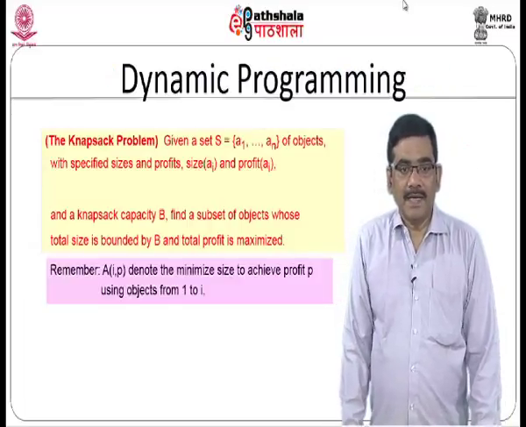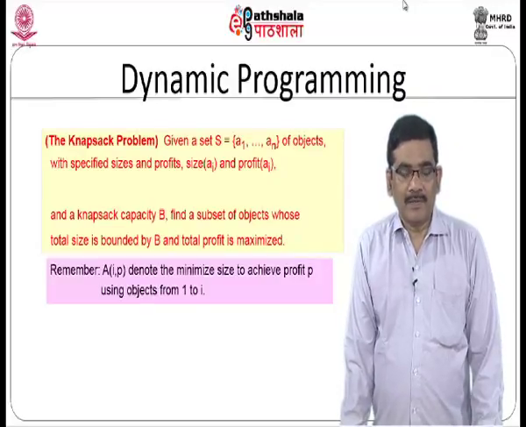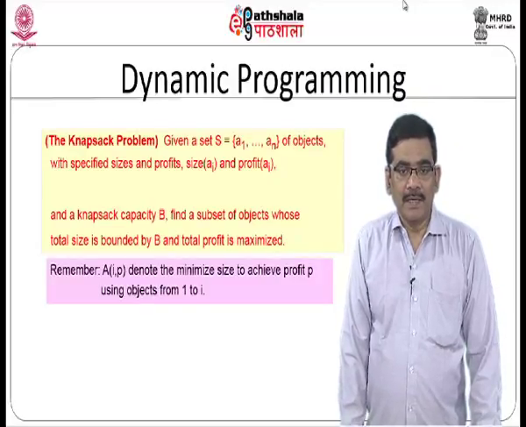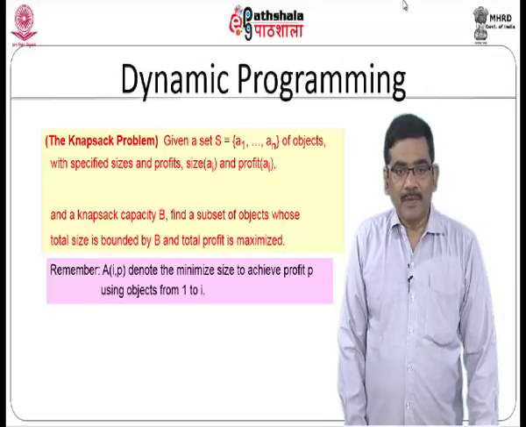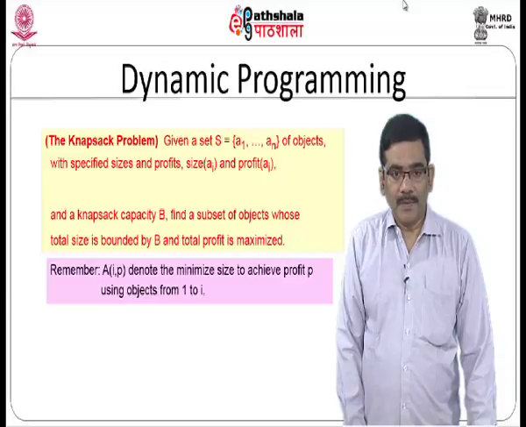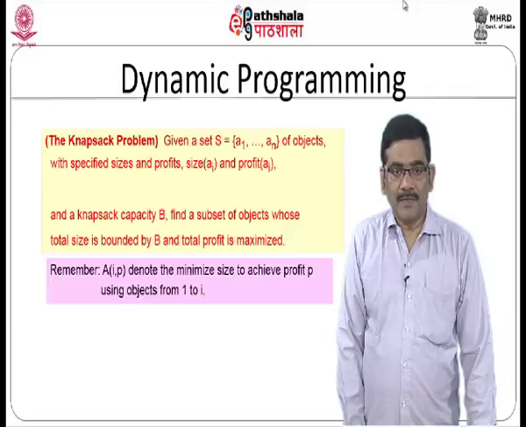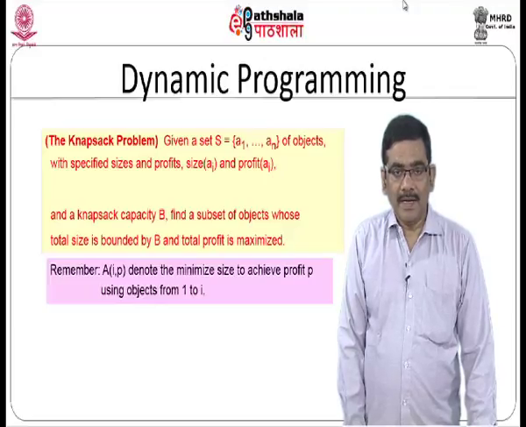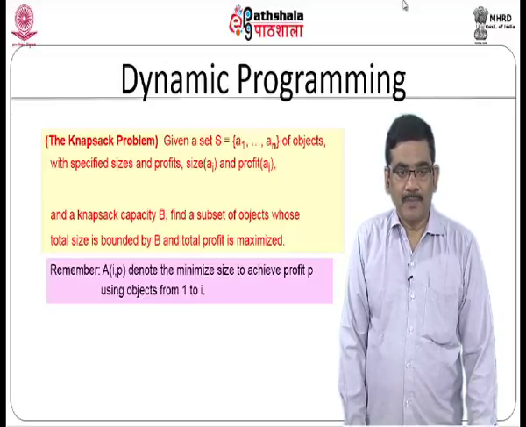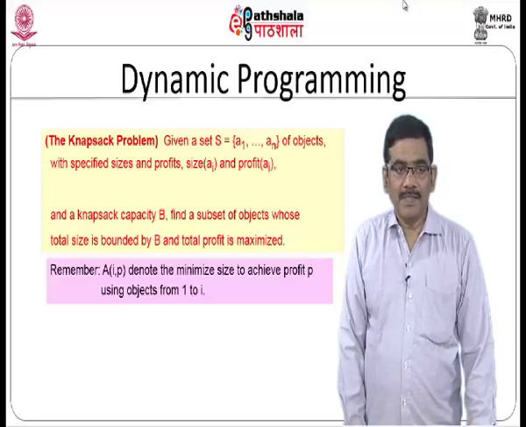So, we will take the knapsack problem and try to see how this is approached in dynamic programming. We are given a set of items A1, A2 up to An, and as we have said earlier, the objects have weight, that is size of Ai, and profit of Ai. The maximum capacity is capital B. So, the problem is to find the subset of objects whose total size is bounded by B. In other words, the aim is to maximize the profit.